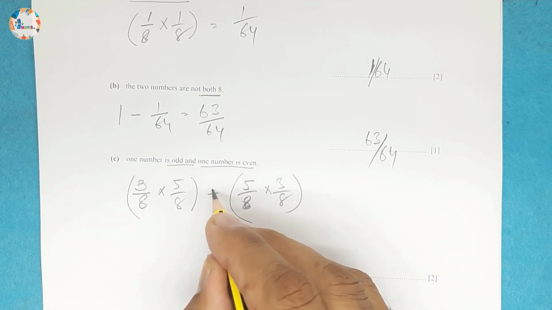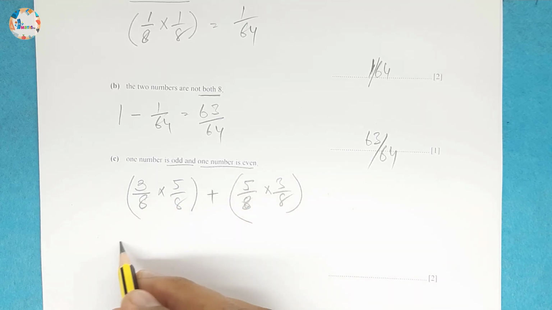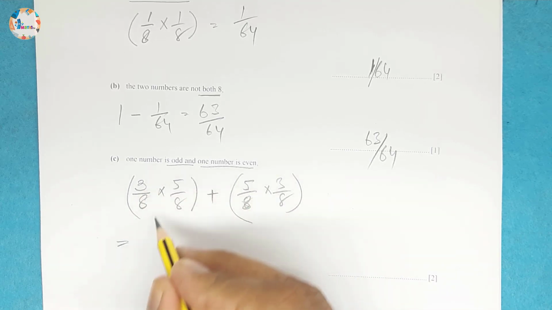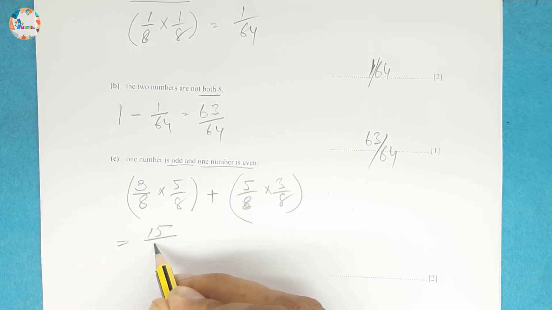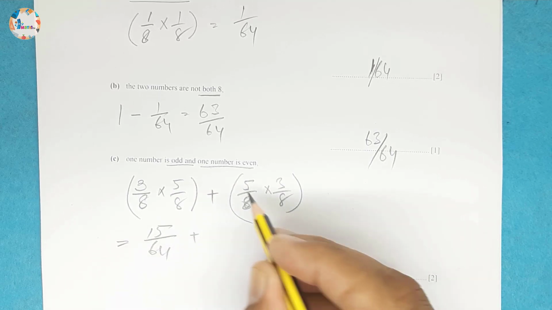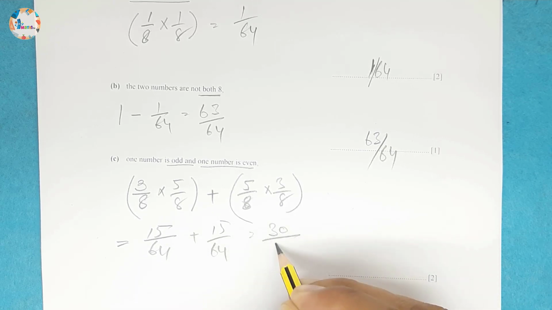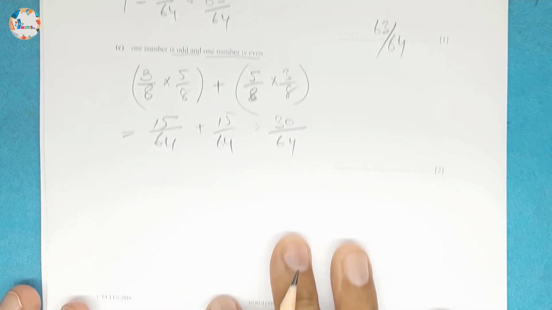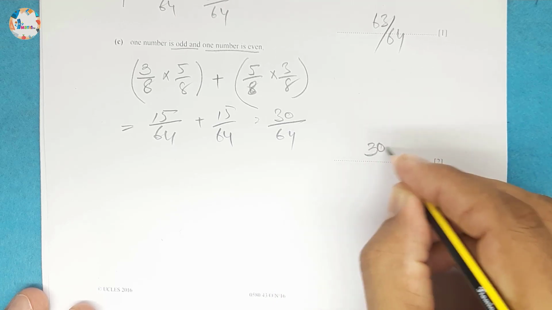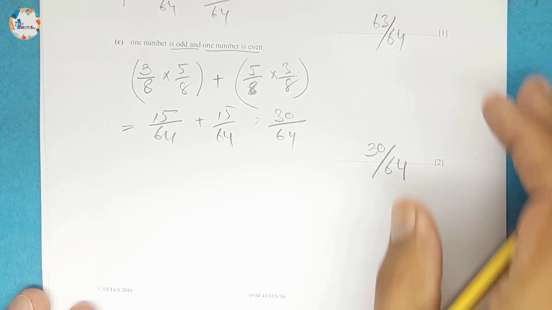So we will add these two probabilities. If we add these two probabilities, this will be 5 into 3, which is 15 over 64, plus this will be 15 over 64. This is equal to 30 over 64, and this will be the unsimplified probability, which is 30 over 64. Hopefully you are understanding this.